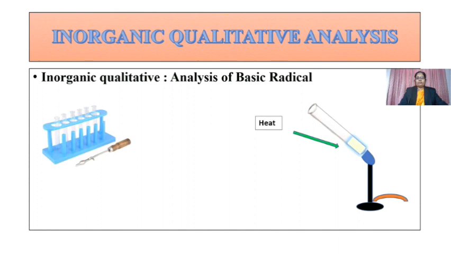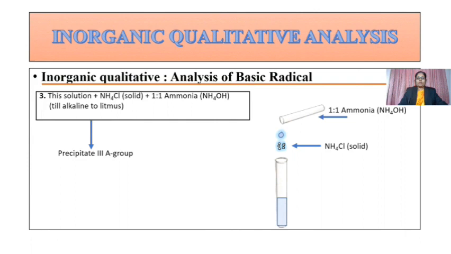After boiling it well, the color of this filtrate changes to faint yellow. This indicates that the oxidation process is complete. Now use this solution for the detection of third A group radicals. The reagents are NH4Cl solid and 1:1 ammonia. Add NH4Cl solid and 1:1 ammonia. After the addition, if a reddish brown precipitate is obtained, it means that third A group is present.